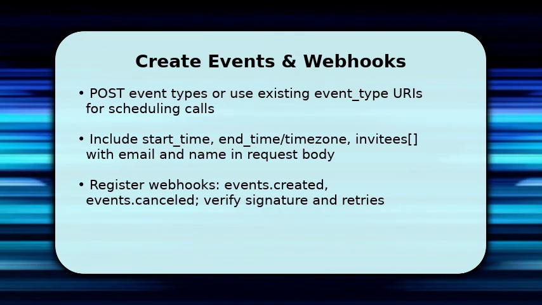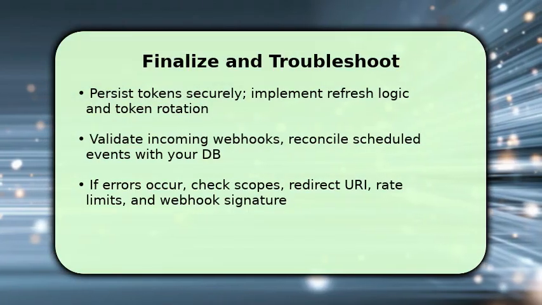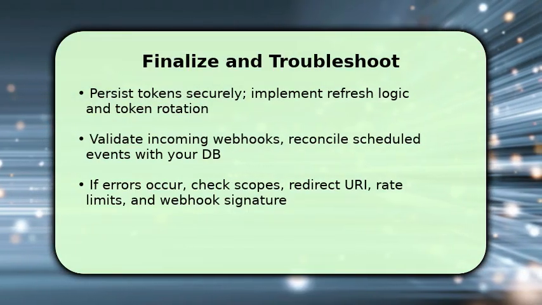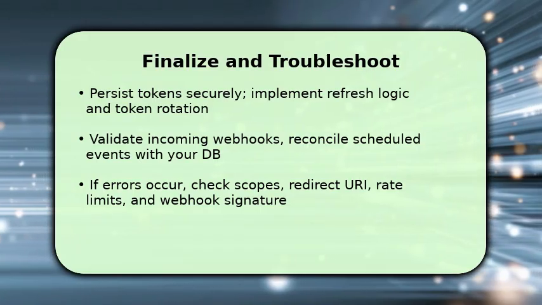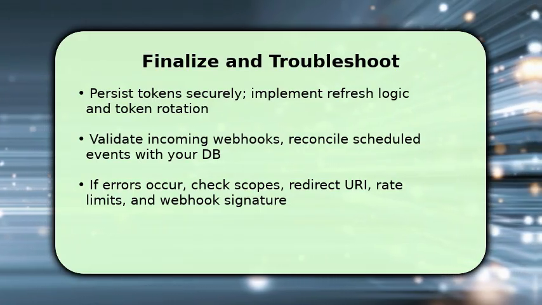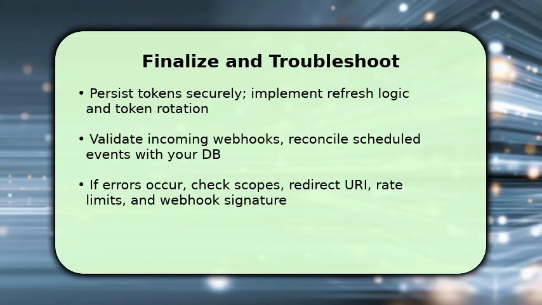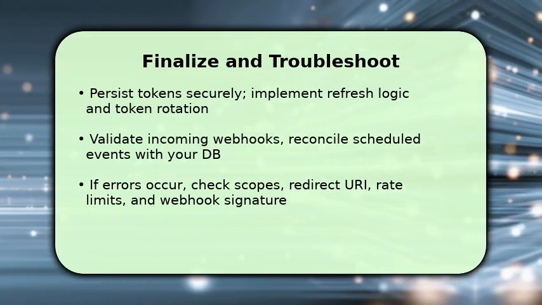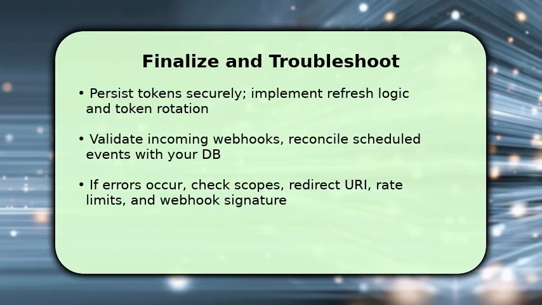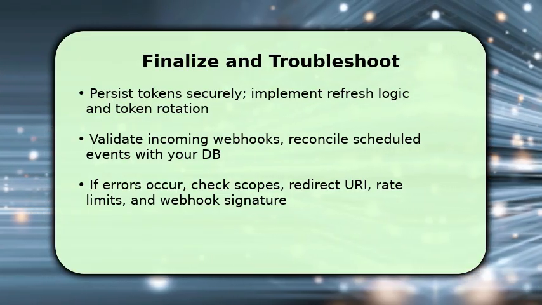Finish by wiring the API into your app. Securely store access and refresh tokens, implement automatic refresh and rotate keys periodically, and map Calendly event ID to your database records. Then run end-to-end tests. Create events, verify webhook callbacks, and confirm calendar invites arrive.